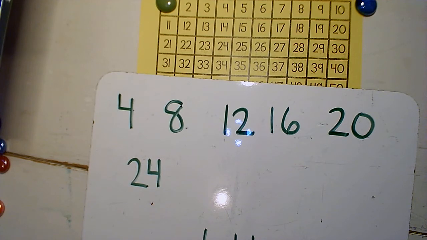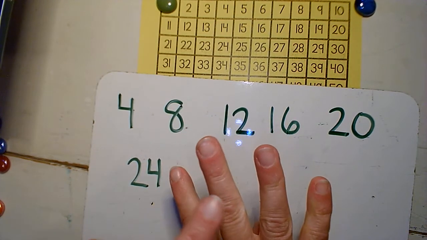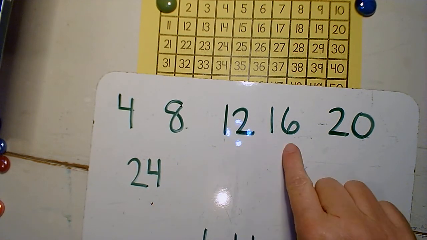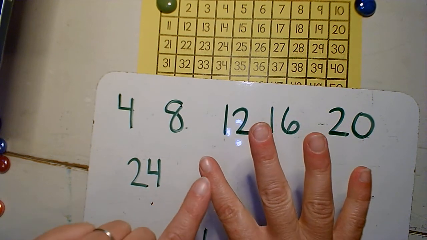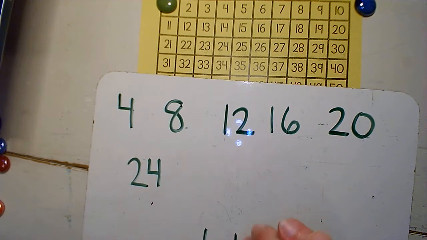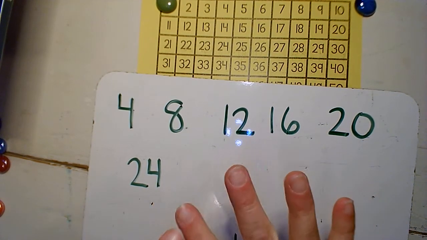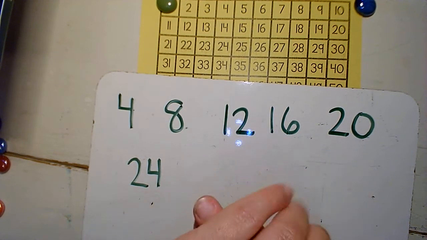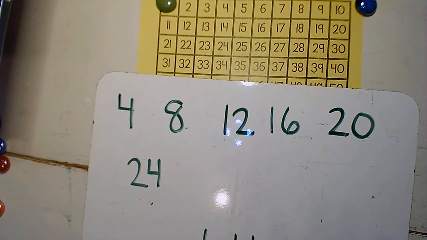Does it equal 12? Let's do that. So 8, and let's count on 4 more. 8, 9, 10, 11, 12. Ooh, it works for that. Let's see if it works for 12 to 16. If we add 4 to 12, will we get 16? 12, 13, 14, 15, 16. Oh my goodness. How about 16 to 20? Add 4 to 16. 16, 17, 18, 19, 20.